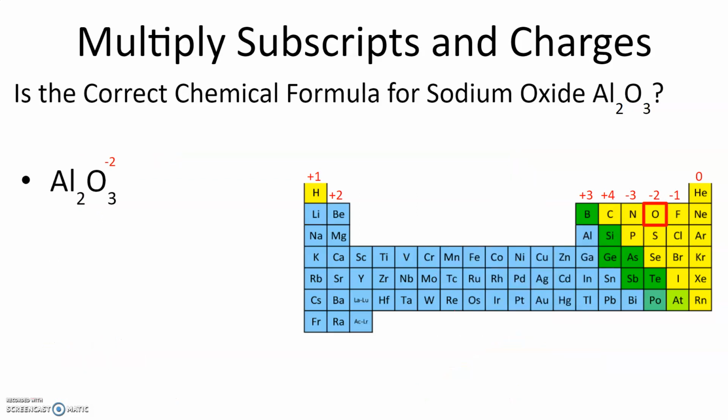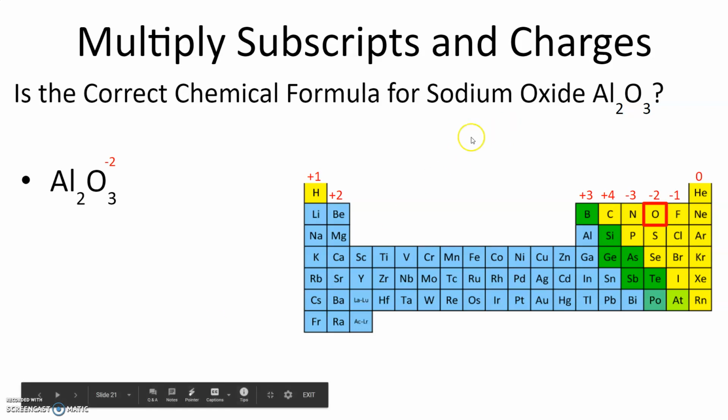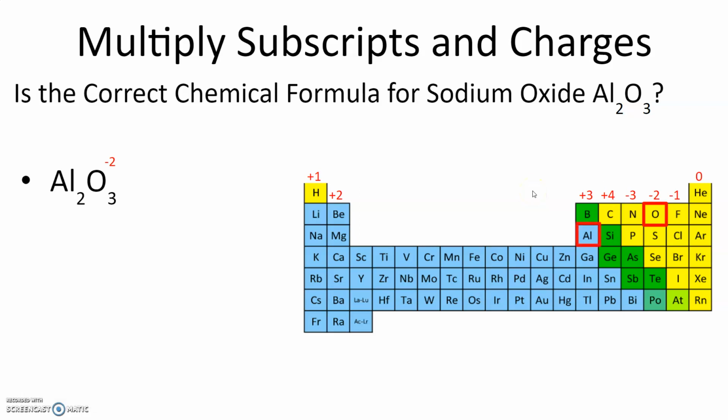Let's see if you can try that out. We'll do one more example and then we'll have you try it. So here we have Al2O3. We want to check this chemical formula. That's, by the way, sorry, I should say aluminum oxide, not sodium oxide. And I find them in the periodic table. Oxygen I've already found has a -2 common charge, and aluminum has a +3 common charge.